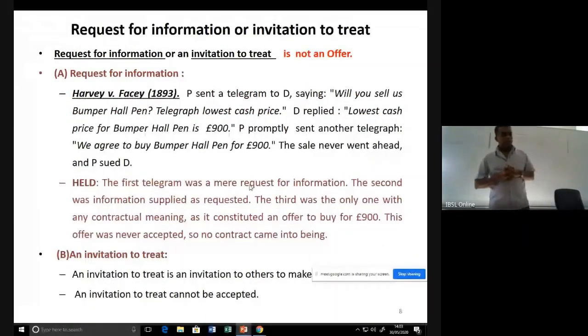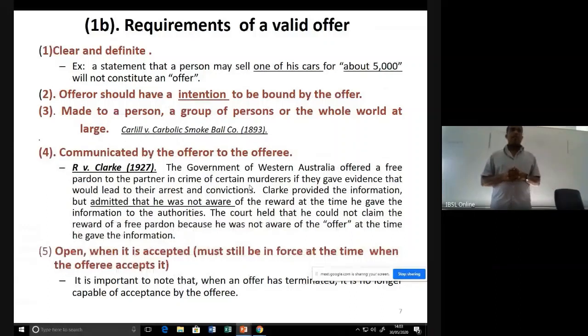Okay, we'll further discuss point number 5, that is, the offer should be open at the time of acceptance. Now, when I say this, the question is, when I make an offer, is it valid forever? If I am the offeror, an offer is a promise. Is it valid forever? Won't it come to an end?